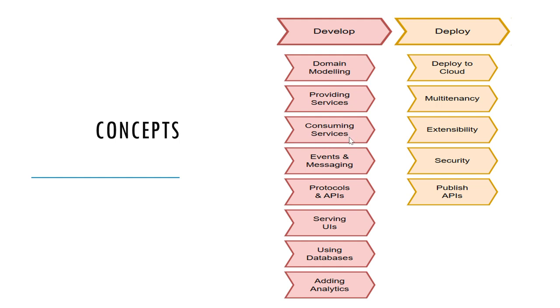Next is consuming services: how to consume external APIs, all those things we will learn here. Events and messaging covers function modules, event handler methods and custom business logic. I'm going to cover all of these in events and messaging. Next, protocols and APIs, where I will explain the OData API. And next is serving UI, which comes under the Fiori UI annotation files.